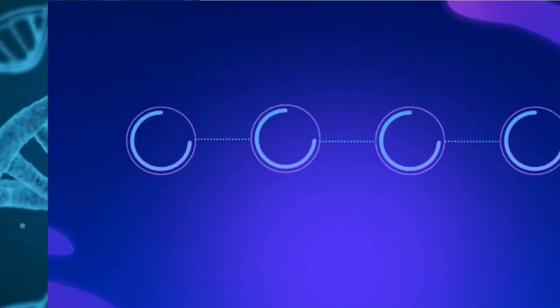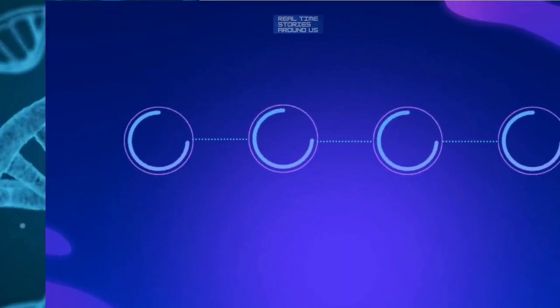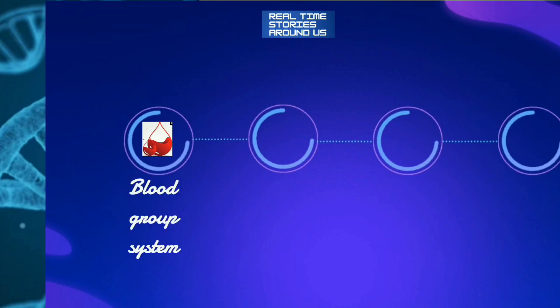Real-time stories around us. The gene controlling ABO blood type is labeled as I, for isoagglutinogen, an antigen, or L, notated after the discoverer Landsteiner, and is located on chromosome 9. It has three allelic forms IA, IB, i. IA and IB are dominant over i. IA and IB are codominant.